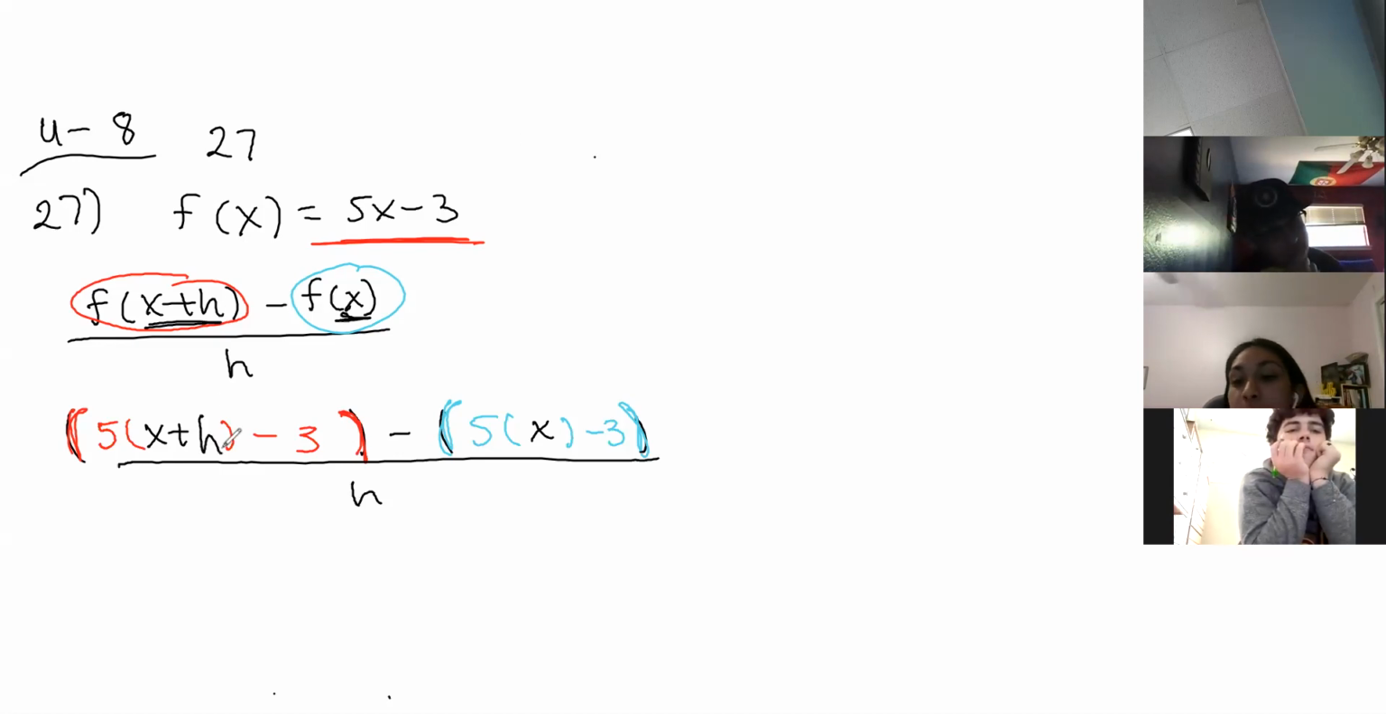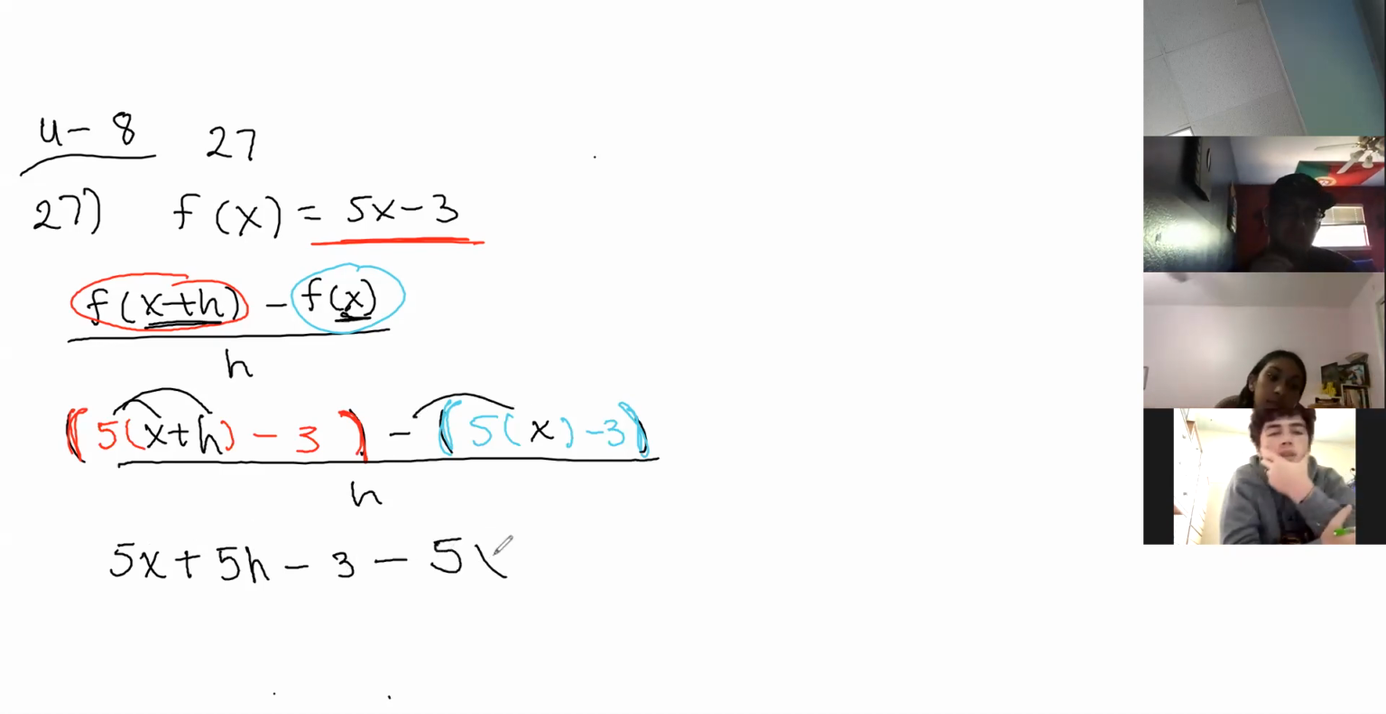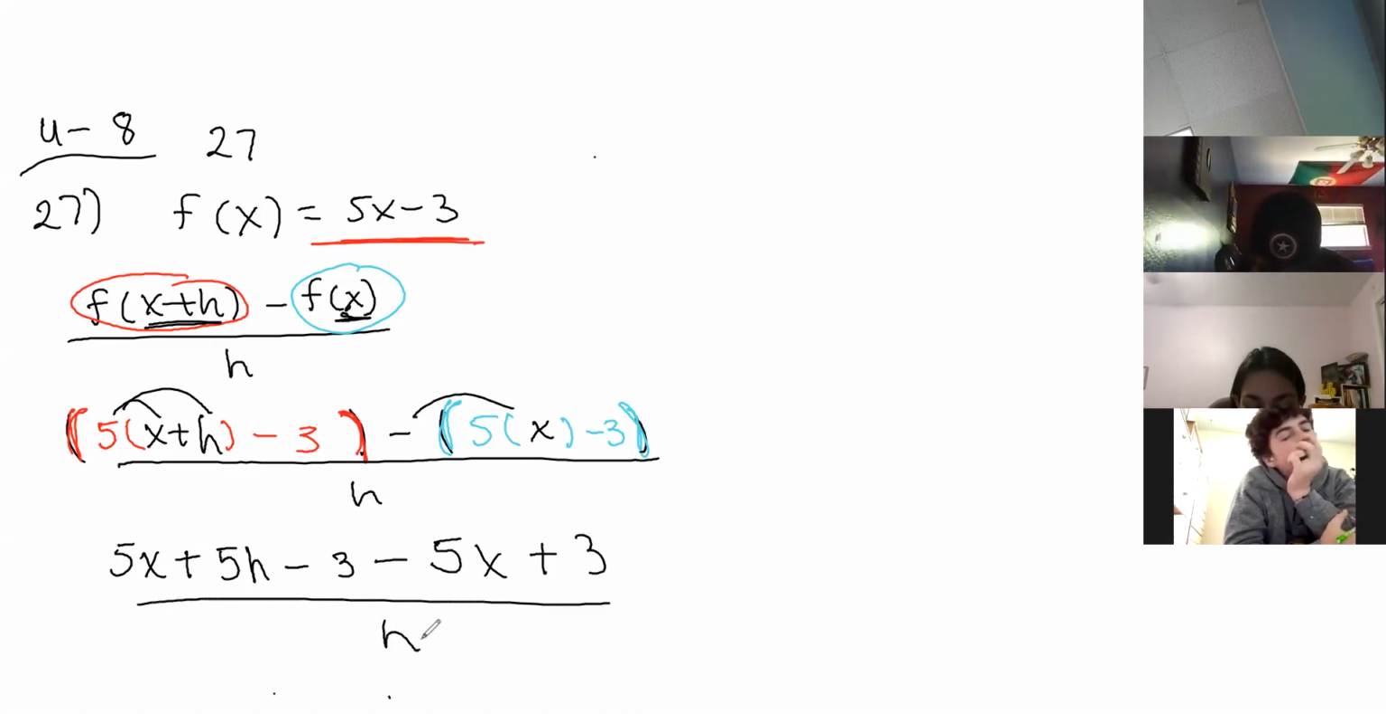Okay, all right. So we distribute the 5. 5x plus what? 5h. 5h minus 3, minus 5x plus 3. And I'm going to let you guys simplify that. Give me 1 second, I'll be right back.